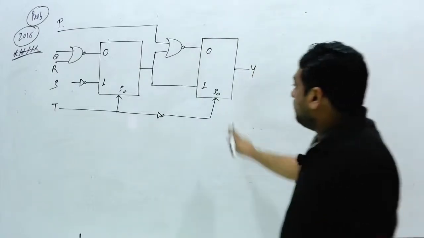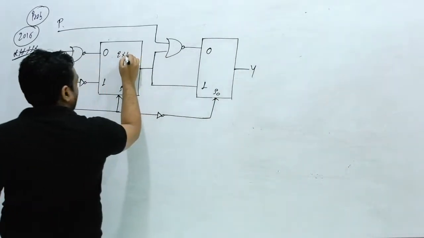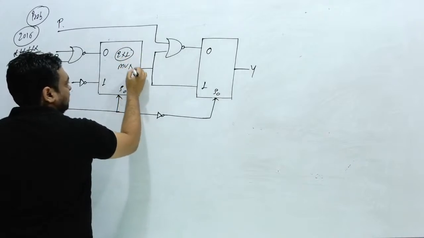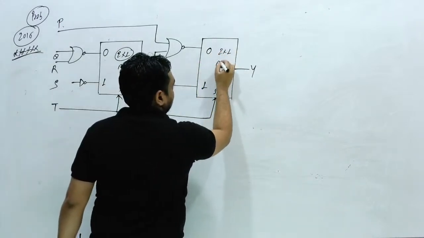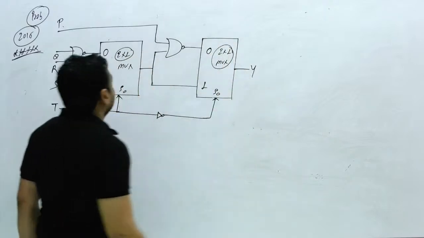This circuit is given. All are multiplexers. This is a 2 cross 1 mux, and this is a 2 cross 1 mux. This circuit is given. Okay.